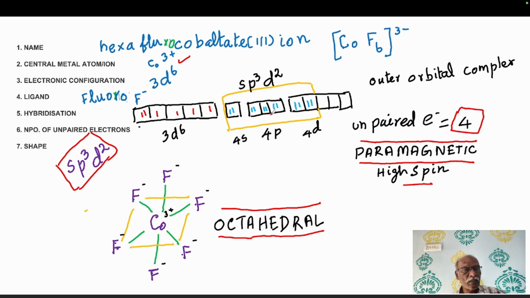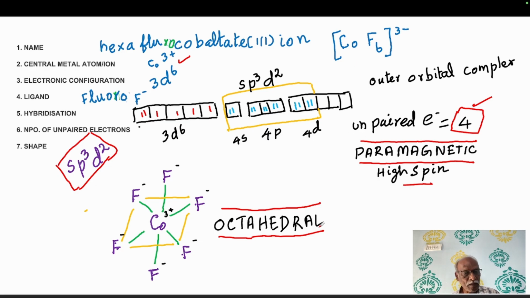Okay, now we shall see the number of unpaired electrons. There are 4 unpaired electrons. See, 1, 2, 3, 4 unpaired electrons. Due to the presence of 4 unpaired electrons, the magnetic moment is very high, and it is called a strong paramagnetic compound. It's also called a high spin complex. Okay, it's paramagnetic in nature with a large number of unpaired electrons resulting in high magnetic moment. This is one important thing about this compound.